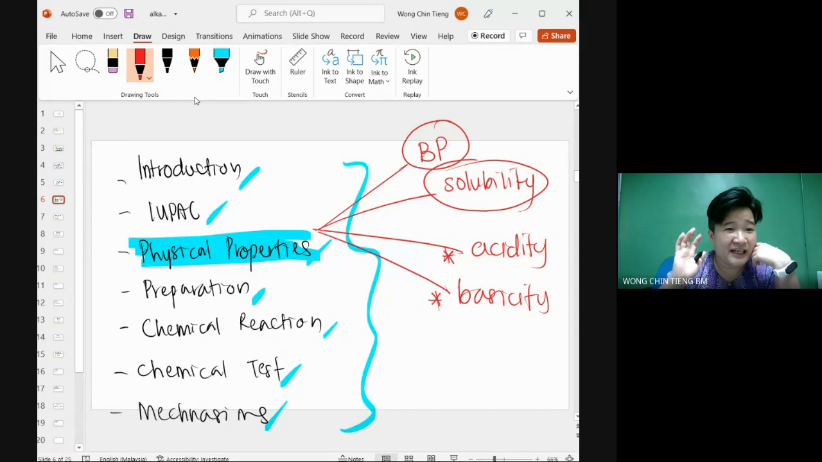Alright, Afiq tak payah geleng kepala. In the other words, dia mesti akan keluar. Faham? Dia tak keluar kat alkane, dia akan keluar kat alkohol. Dia tak keluar kat alkohol, dia akan keluar kat carbonyl. Make sense? Dia mesti akan keluar. Dia keluar kat siapa je.